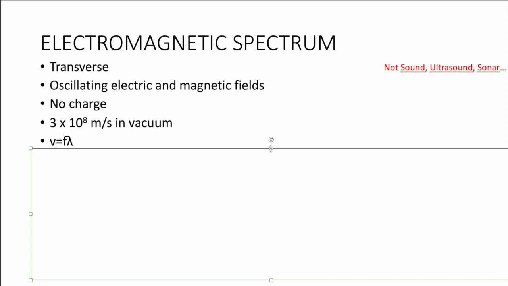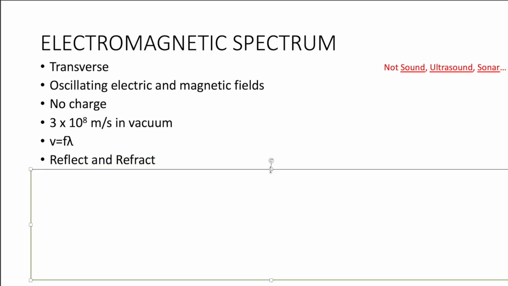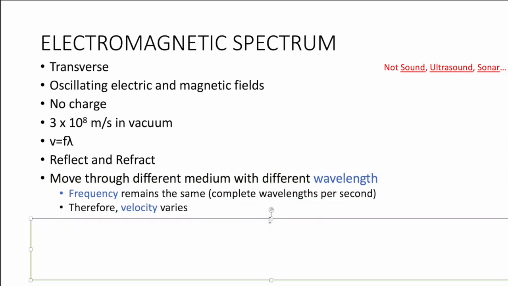Okay, and transverse waves, they do reflect and refract. And these are, I believe, two new vocabulary, which we'll cover more in the light chapter. And light, coincidentally, is also a part of the electromagnetic spectrum. So they move through different mediums with different densities and they'll behave a little bit differently. However, the frequency always stays the same.